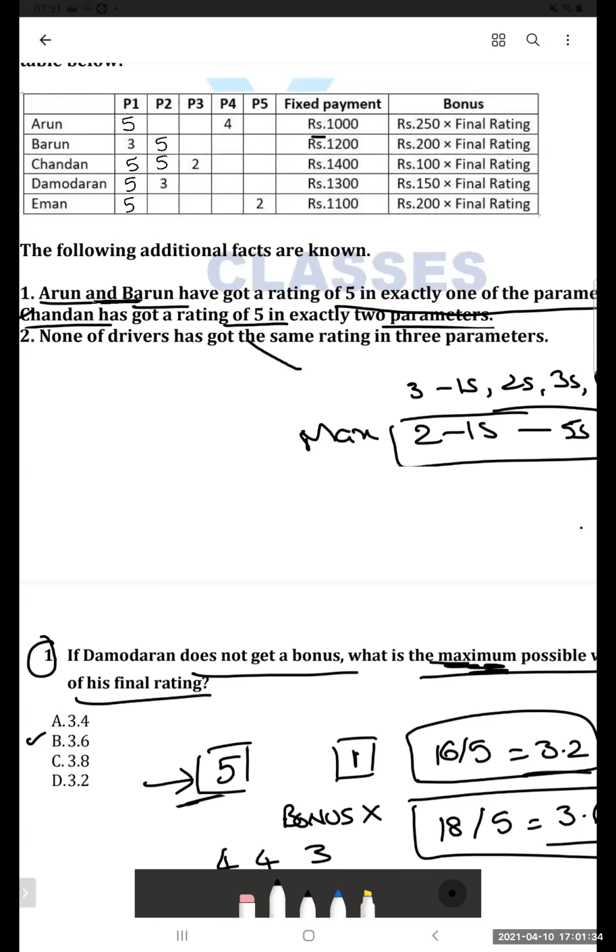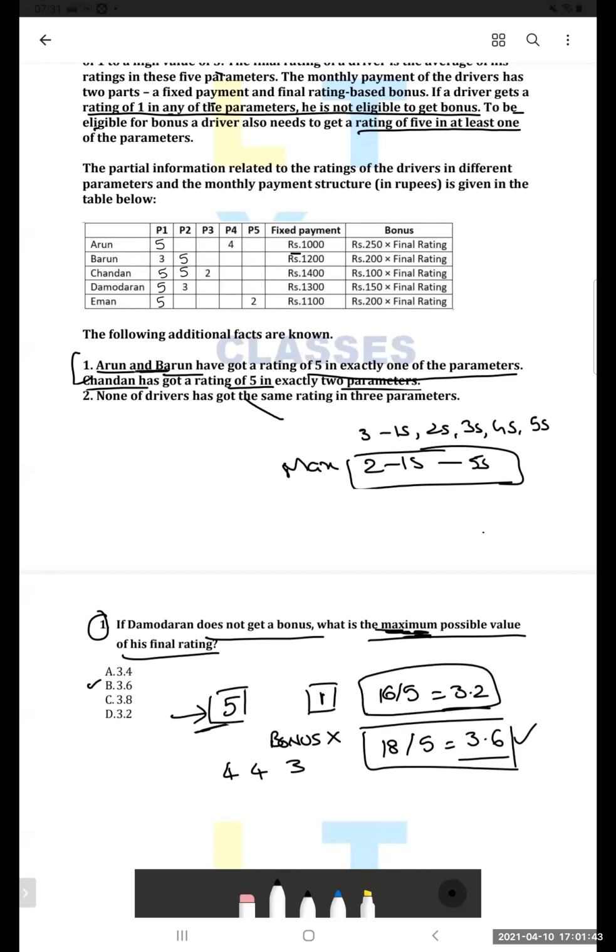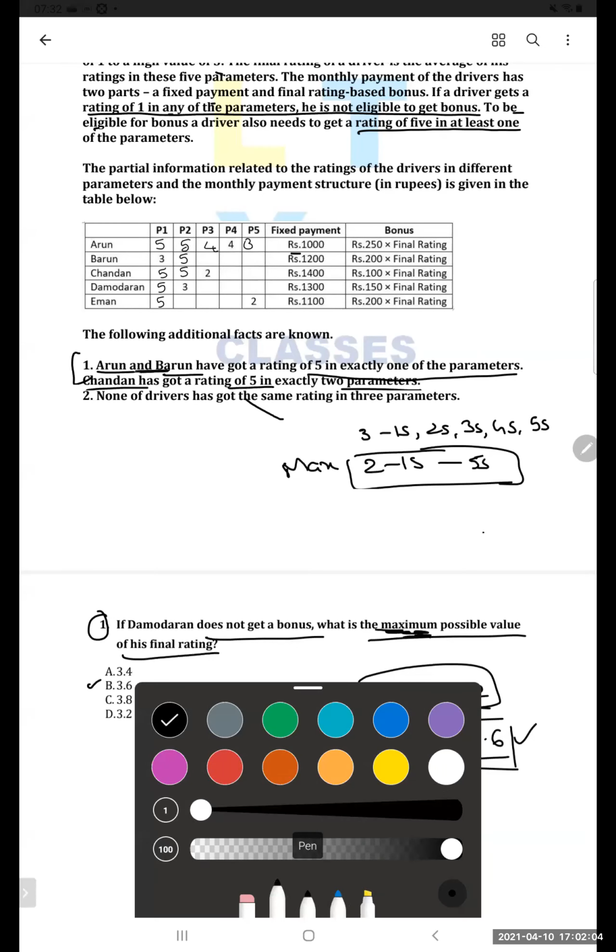Now this is the given information. I'll let one of you solve this. We are solving for the maximum possible now. So what could be the ratings of P2? What could the missing ratings for each driver be? Let's start with A. 1, 5, sir. 1, 4, 1, 3, sir. So you are saying there should be 5, 4, and 3. Correct? Yes, sir. Okay.